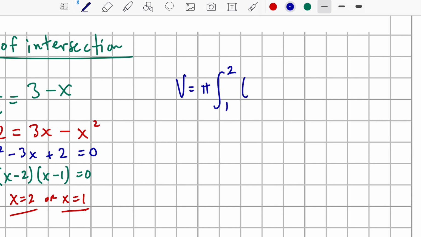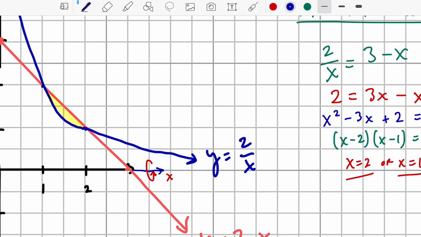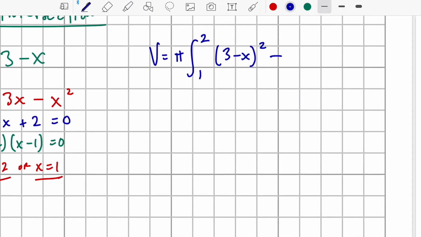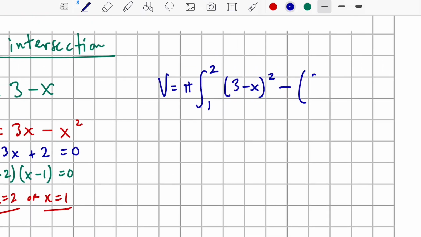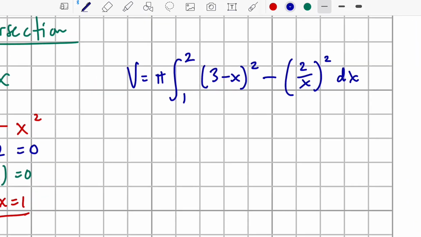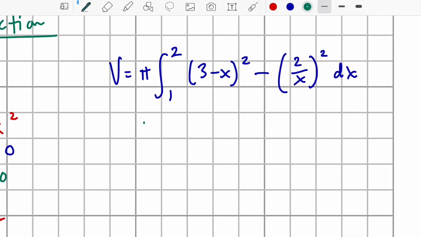So it's parentheses 3 minus x squared minus, now it's the function that is closest to the axis of rotation, which in this situation is the blue curve. Notice the blue curve is closer to the axis of rotation, and that blue curve is 2 over x. So it'll be minus 2 over x squared dx. Let's expand. So pi, the integral from 1 to 2.